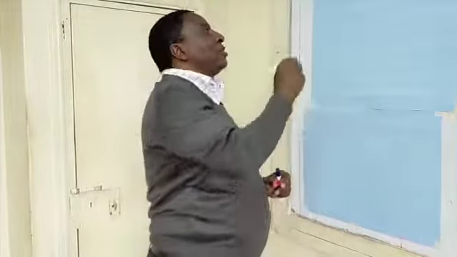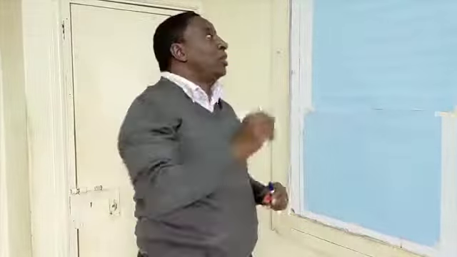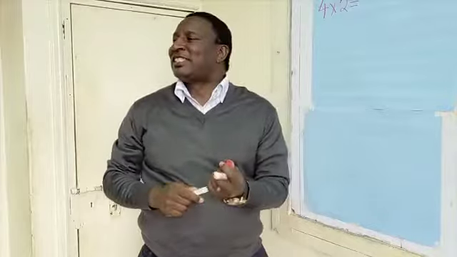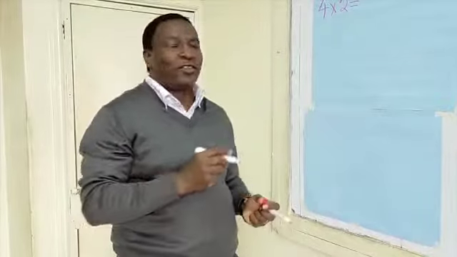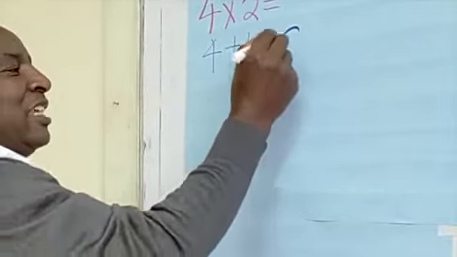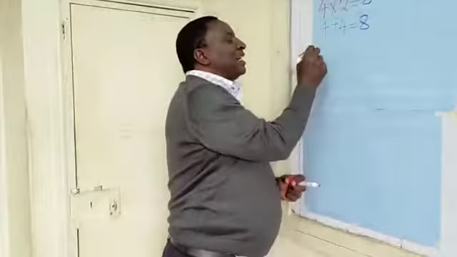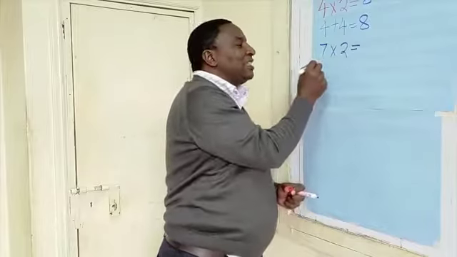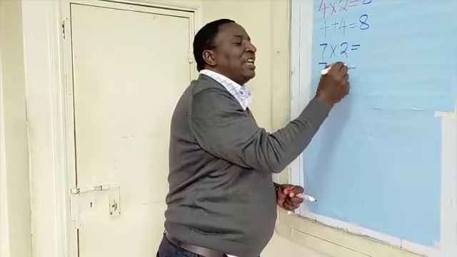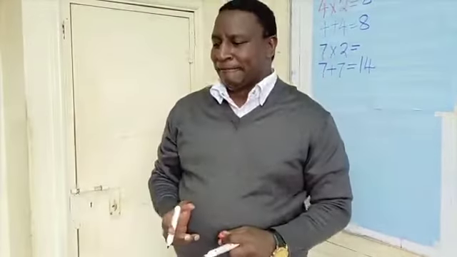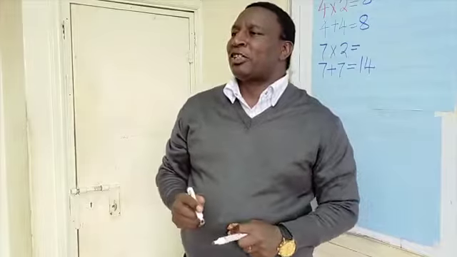But let's look at multiplication by 2. If you have 4 multiplied by 2, we are only saying this is the same as that number plus itself. 4 plus 4 is 8. We have a number like 7 multiplied by 2. We are saying this is 7 plus 7, and it is directly known. That one becomes 14.